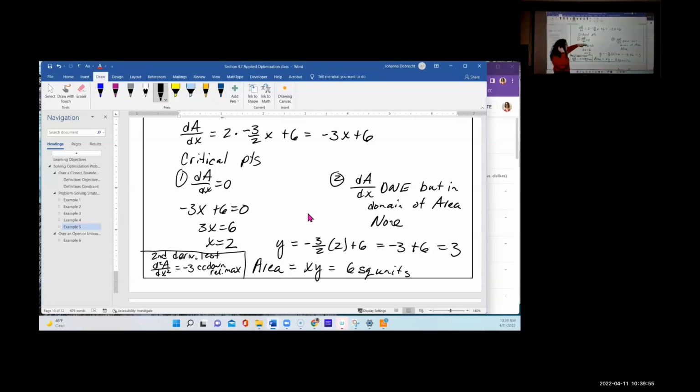So the first derivative set equal to 0 gave me the solution x equals 2. Then I can apply the second derivative test, which basically takes the derivative of the derivative, which gives me a -3, which is always negative, so it's concave down, which tells me I have a relative maximum at the point x equals 2. Then I want to find the y coordinate, so I go back to the slanted line, -3 halves x plus 6, to find the y value, and that tells me the y value there is 3. And then the area, of course, is length times width, which is 6 square units. And then I drew the picture.